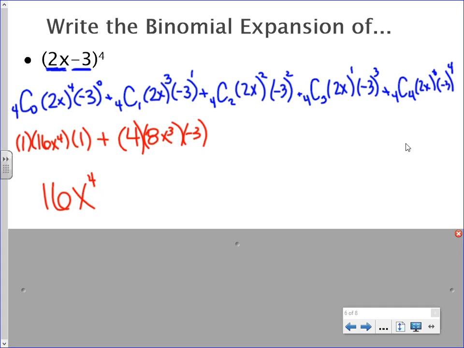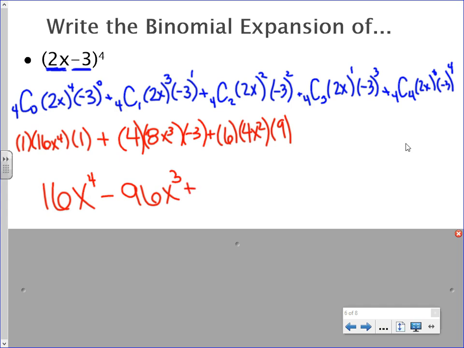Eli, what's our term? Negative 216x cubed. Good. 4 combinations of 2. That's 6. 2x, the quantity squared, would be 4x squared. And negative 3 squared is 9. Please do not rely so heavily on your calculators that you put negative 3 squared as negative 9. You know that's not right. Avoid using your calculator for simple calculations like that, please.